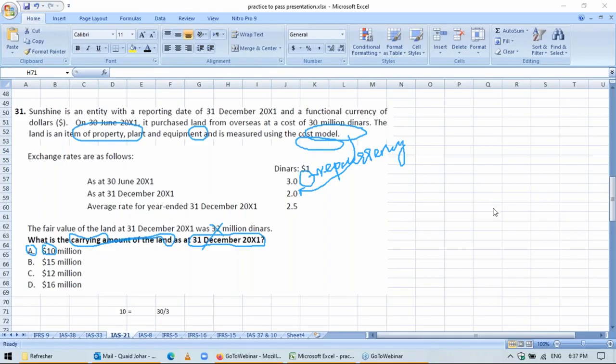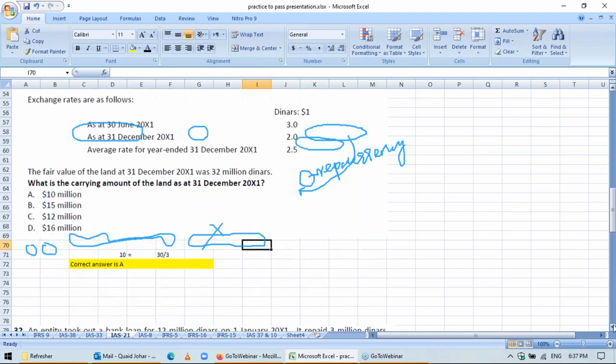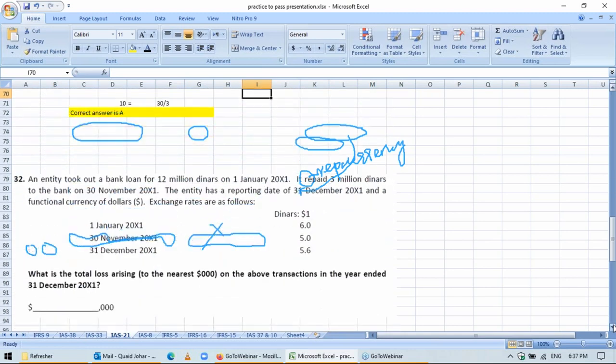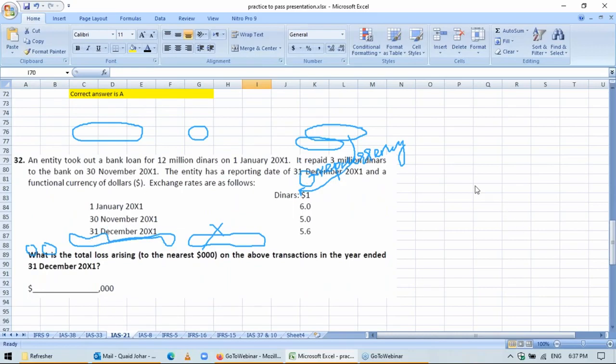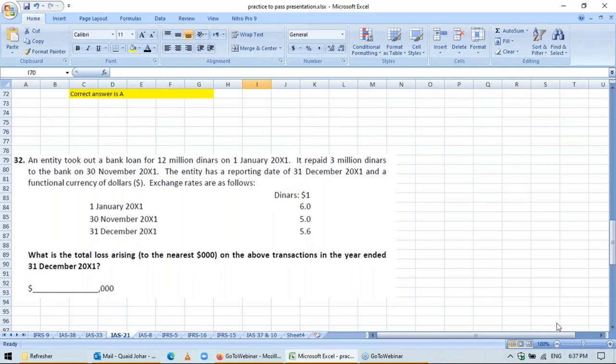So the correct answer is A. Okay, let's move ahead. So the next question is on your screen, the question number 32. So let's do question number 32 now.